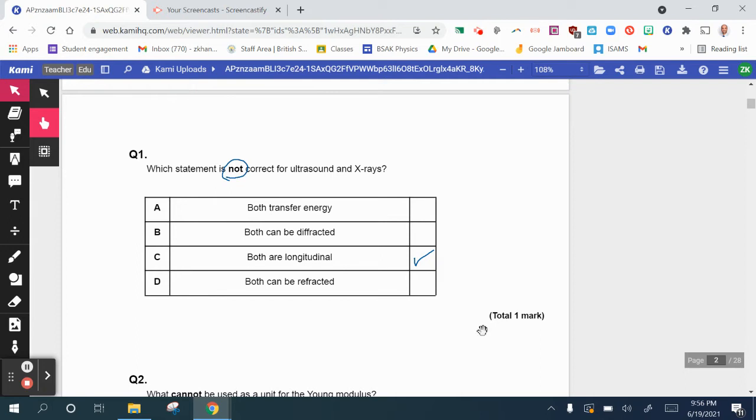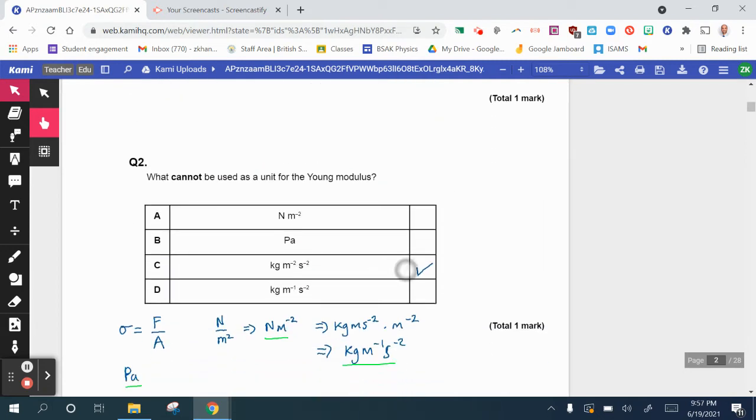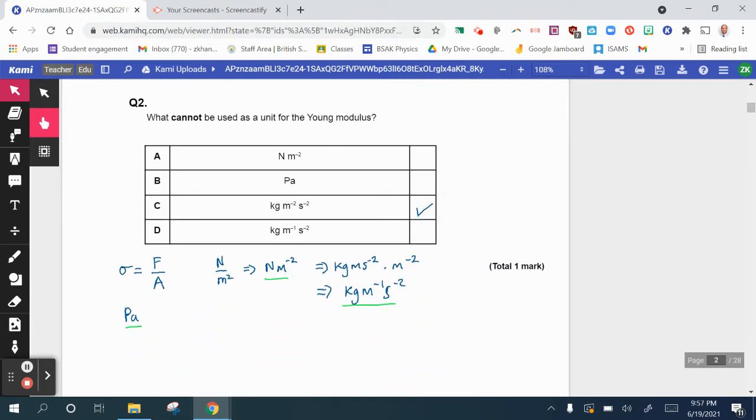As we know that ultrasound is a mechanical wave, longitudinal, and X-rays are transverse. So this is incorrect. Question 2. What cannot be used as a unit for Young's modulus? Okay, so let's have a look at what Young's modulus is.